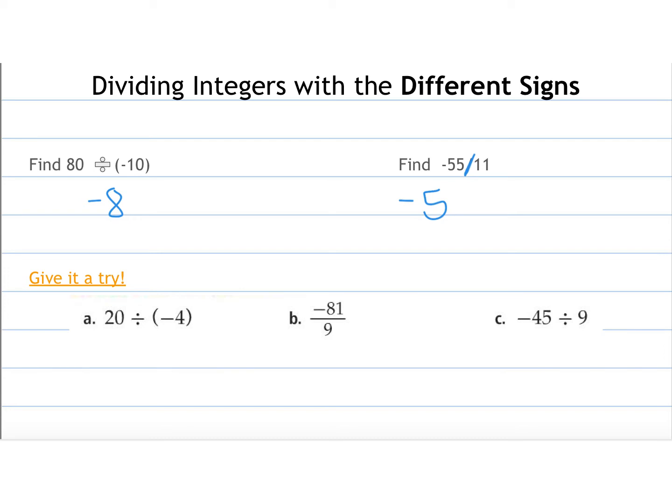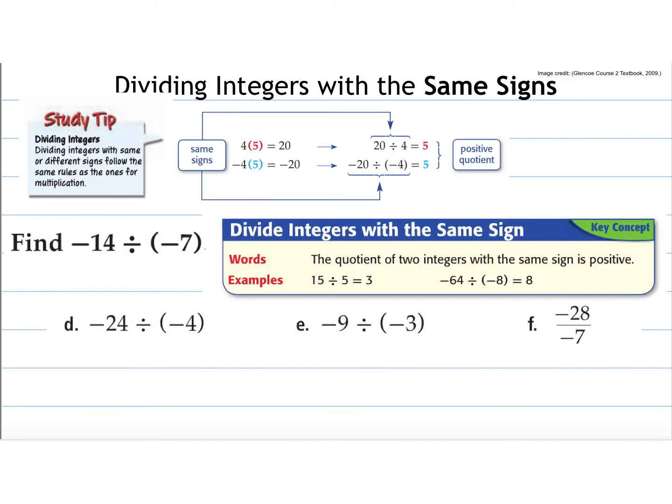Okay, pause, try the next ones on your own. 20 divided by negative 4. Positive divided by a negative will give us a negative. 20 divided by 4 is 5. Negative 81 divided by 9. Well, 81 divided by 9 is 9, and a negative divided by a positive is a negative. Last one, negative 45 divided by 9. Well, 45 divided by 9 is 5, and a negative divided by a positive makes a negative. So again, different signs, the answer will be negative.